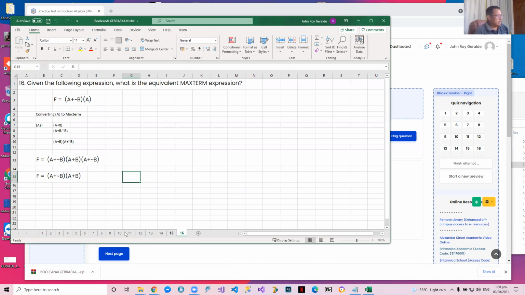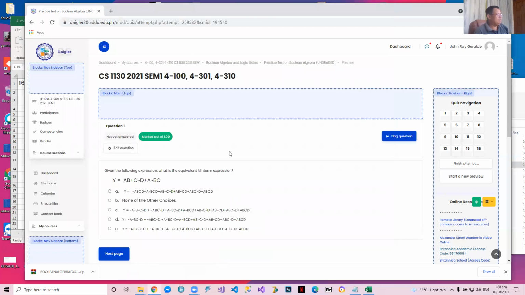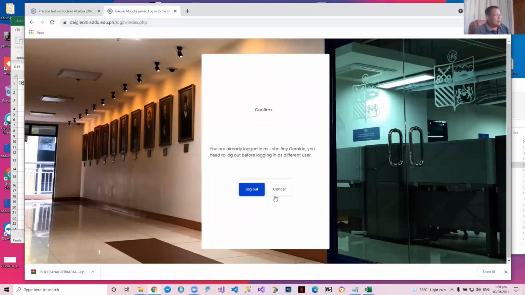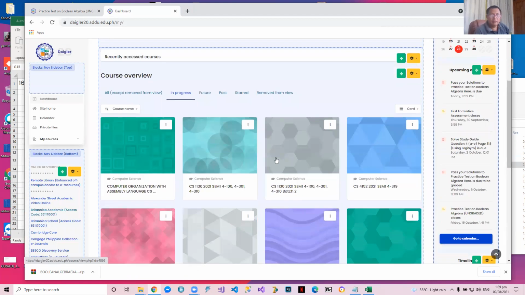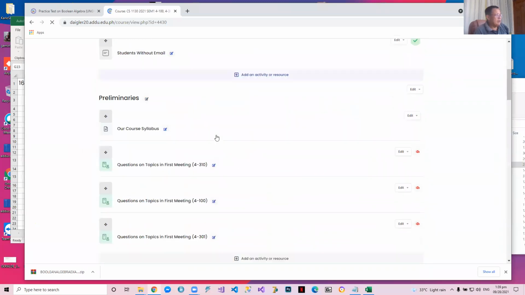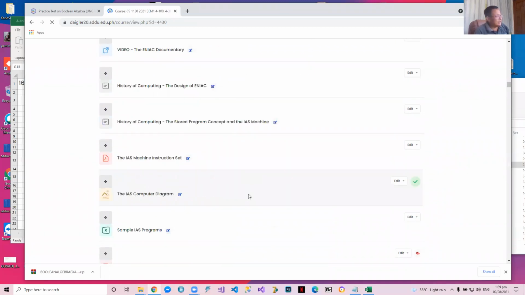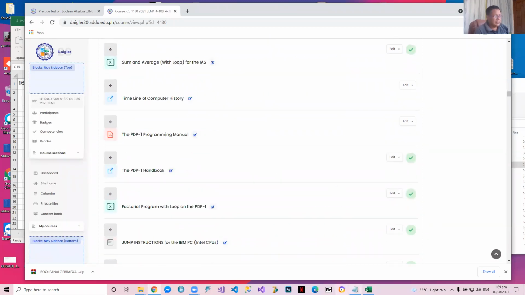So there are 16 items, so each item is in one sheet. And then, by the way, the solution here comes in terms of a zip file. It comes in a zip file because I've noticed that there's a problem when uploading a Cedar Logic file in Daigler. It will not be able to recognize it. So if you download the solution as a zip file, you have to extract it. It comes in two forms. There's a Cedar Logic file, and there's also an Excel file. This is the Excel file that you will download.